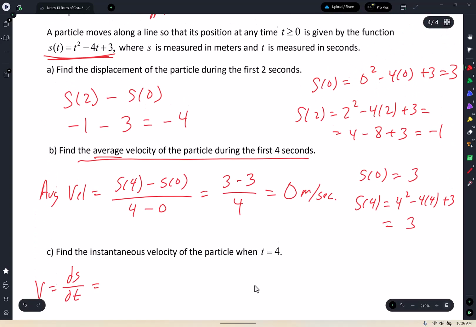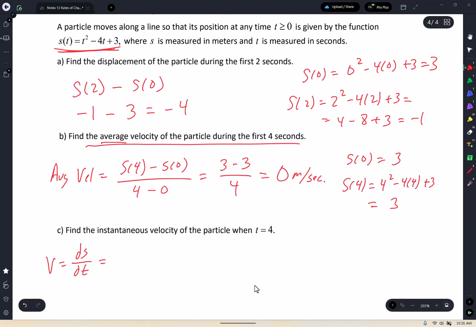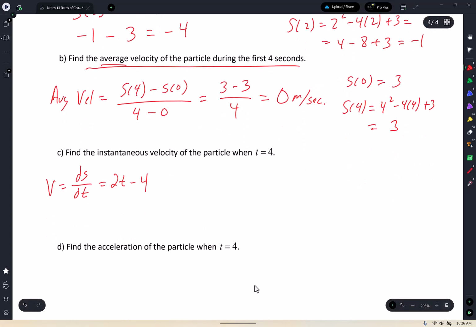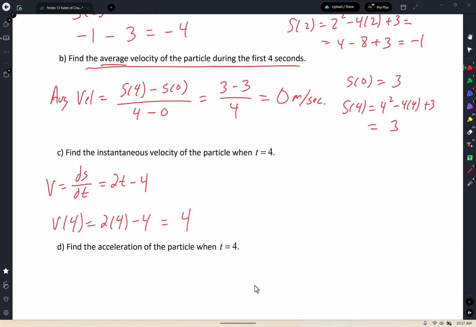And I'm going to take the derivative. What's the derivative of t squared with respect to t? 2t. What's the derivative of 4t? 4. And the derivative of 3 is 0. So there it is. I'm going to go v of 4 equals 2 times 4 minus 4. 2 times 4 is 8. 8 minus 4 is 4. So my velocity when t equals 4 is 4 meters per second. Put units when applicable.